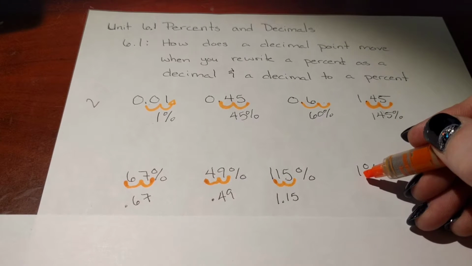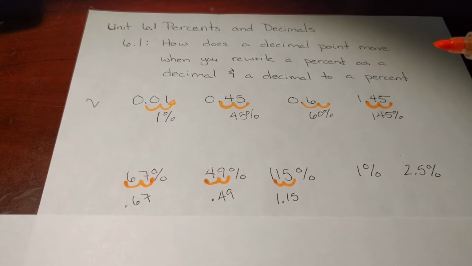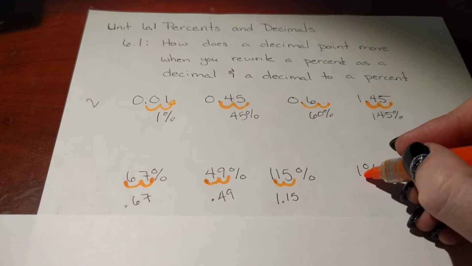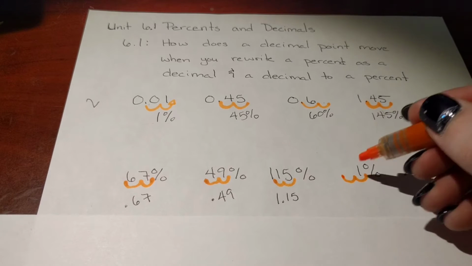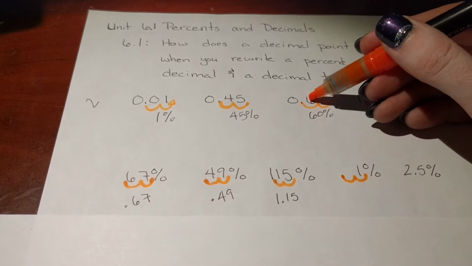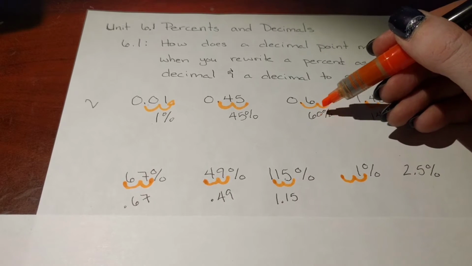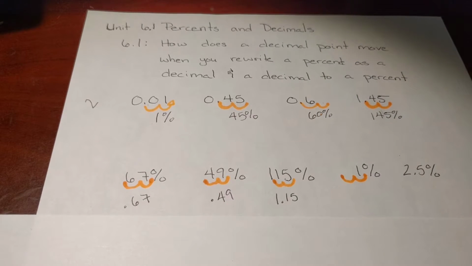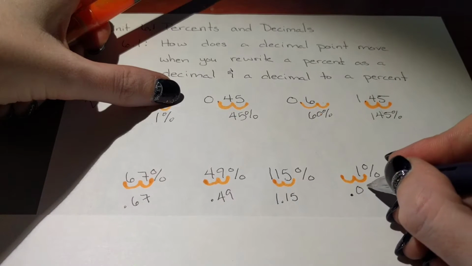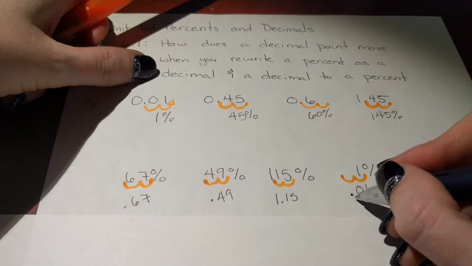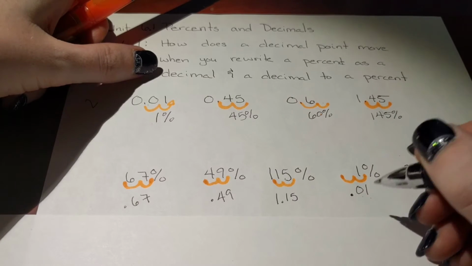So let's do this one together real quick. So I have 1%, right? So if I have to move it over how many times? 2, right? So we're going to move it over 2 times. So that decimal point's right here. We go over 1, 2. There's nothing here, right? It's a lot like this. There was nothing here, so we ended up having to put the 0 in. So again, you're going to put a 0 and 1 right here. So 1% turns into 0.01.